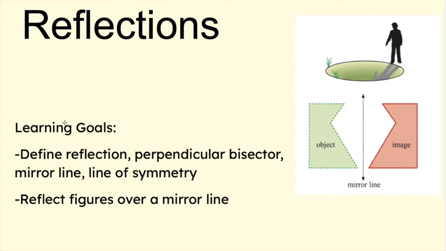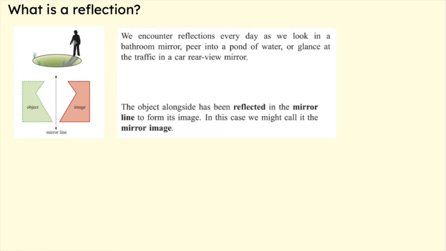Reflections. Learning goals here: to define reflection, a perpendicular bisector, a mirror line, and a line of symmetry, and to reflect figures over a mirror line. So we have an example of reflection here, just like you would look in a mirror. Now let's talk about it. So what is a reflection?